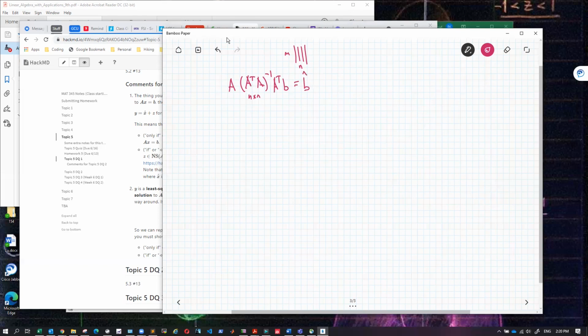Okay, so I could call this big matrix here P, because it's a projection matrix. In fact, P of B is the perpendicular projection onto the range of A of any vector B. So this whole thing right there is our projection matrix.